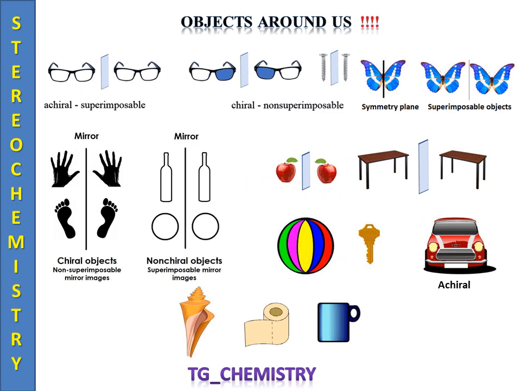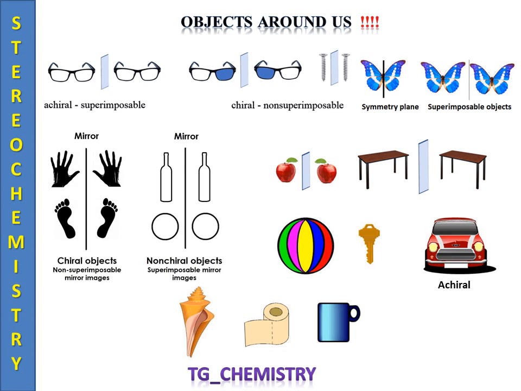Here I have shown some objects which we usually find around us, which are chiral and achiral, and still we don't look into that in that way. For example, the glasses, those are achiral until you mark the glass, because they are superimposable to each other. Now if you mark one of the glasses, you can see these are non-superimposable to each other, the mirror images, and therefore they are termed as chiral molecules.